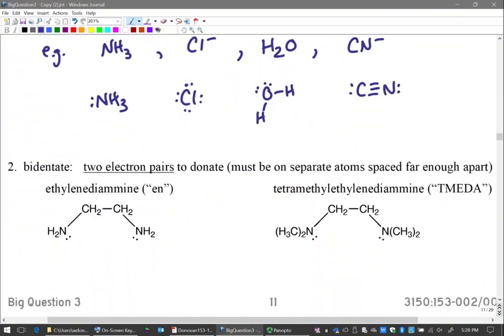Bidentate, literally that breaks down to 2-toothed. A bidentate ligand has 2 electron pairs to donate, and they have to be on separate atoms that are far enough away from each other. Usually this is the 3rd or 4th atom away. Any closer and it won't reach, any further and it's too unlikely to do it.